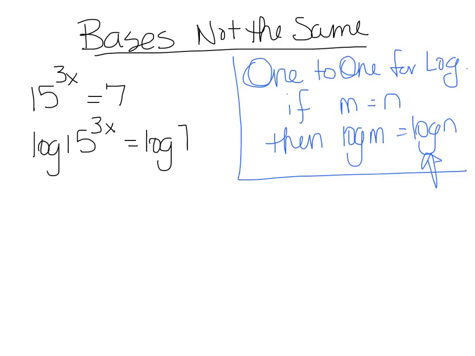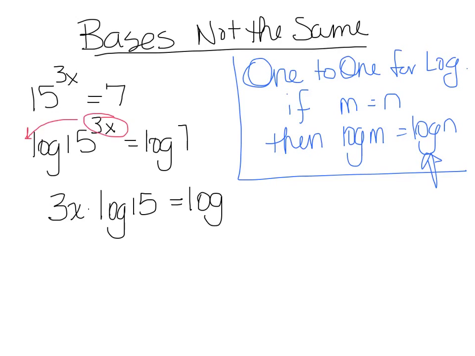Okay, so I haven't really helped myself yet until you remember the most important thing from last lesson, that power rule, which allowed us, when you have a logarithm, to take the exponent and bring it down in the front. So here we are, that's really important. 3x times the log of 15 is equal to the log of 7. See what I've done? Now I don't have a problem with x in the exponent.